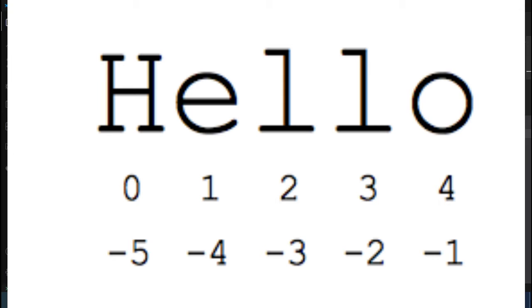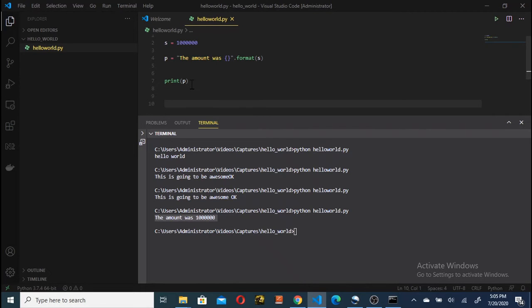If you are in front of the line, you will be given an index number of 0. The person behind you will be given index position 1. The person behind them will be given index position 2, and so on. The same is true in Python strings. If we take, for instance, the amount was 1 million, okay?